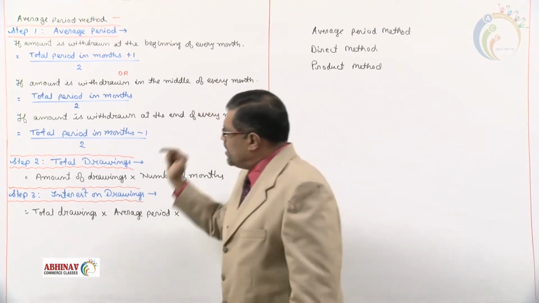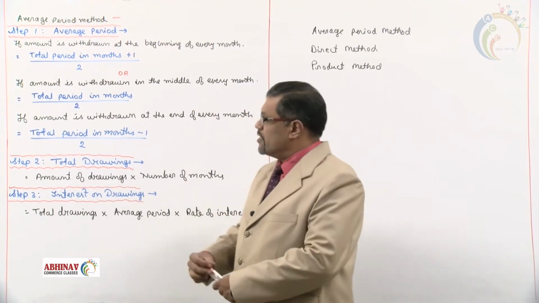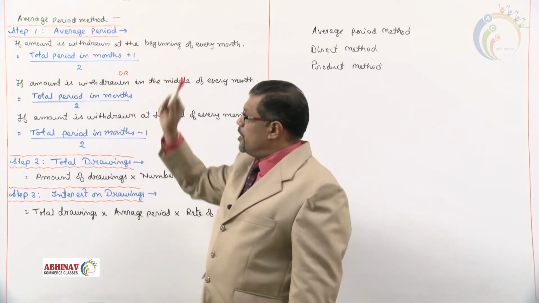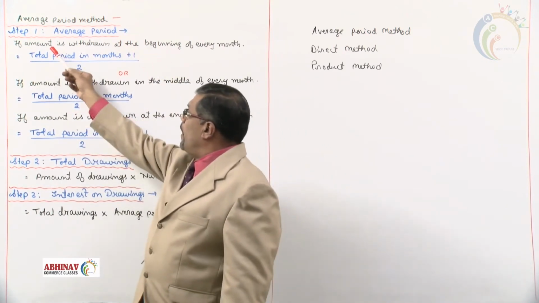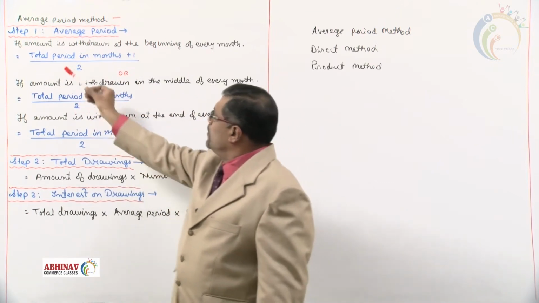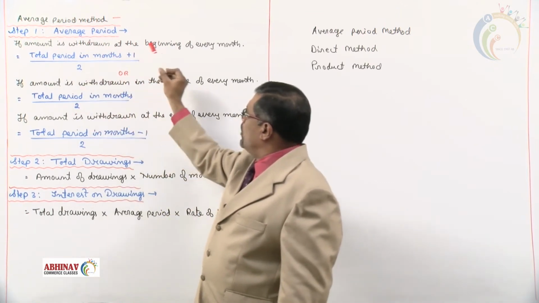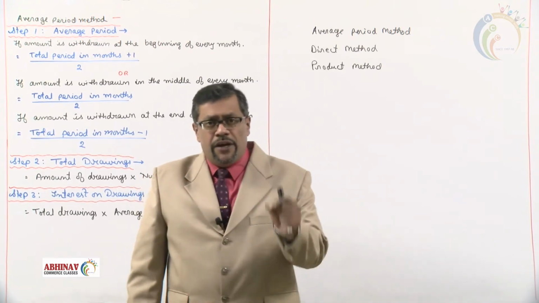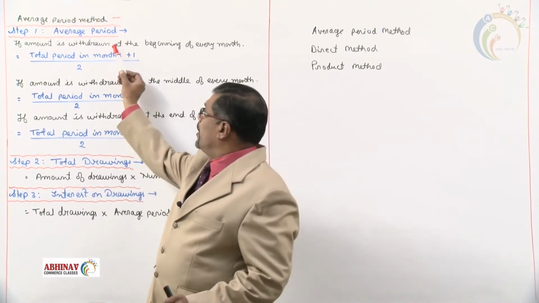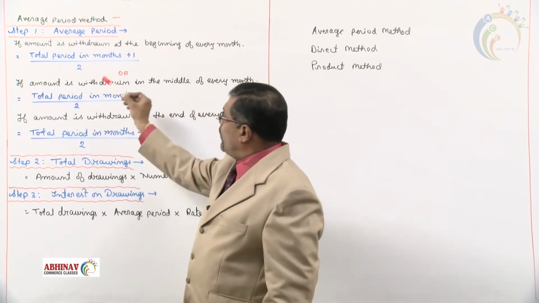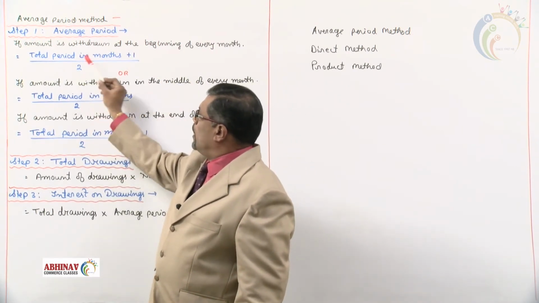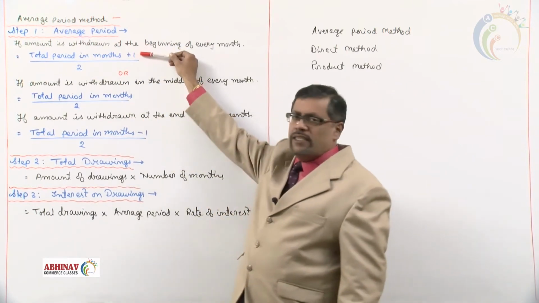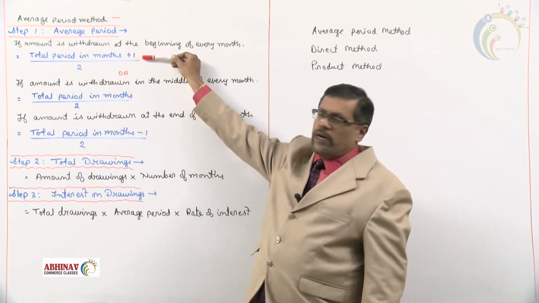It has three steps to calculate the interest. Step 1, average period. How to find the average period? Of the three options, if the amount is withdrawn at the beginning of every month, the average period is total period in months divided by 2, but this total period in months, we take as plus 1.